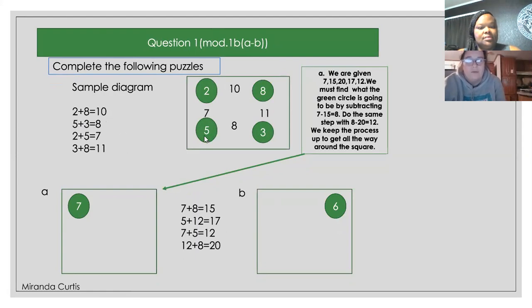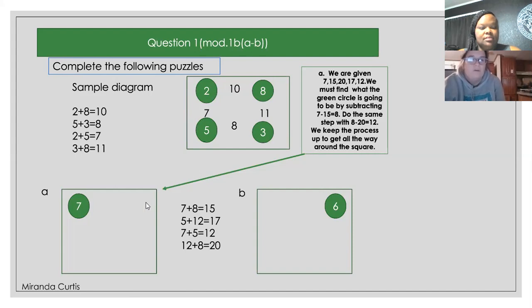Right here, we're going to go to the bottom and go to the side, and again, it's going to give us our middle. Then we're going to go 2 plus 5 equals 7. We're going to come from the top and go to the bottom. It's going to give us 7. Then we're going to go 3 plus 8 equals 11. So we're going to go bottom to top, and that's going to complete our square.